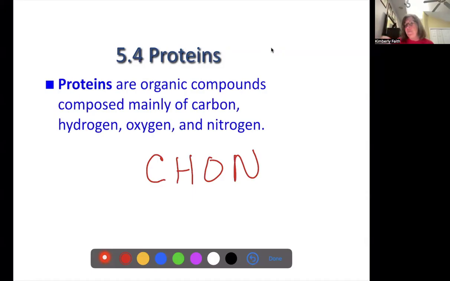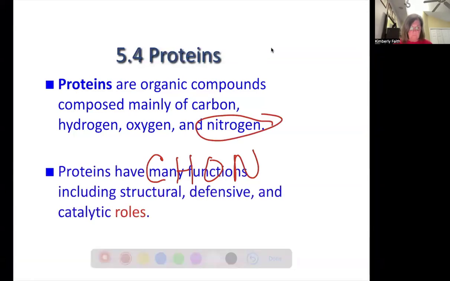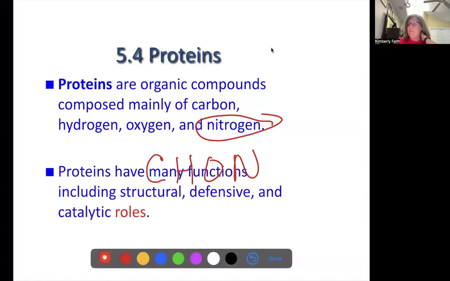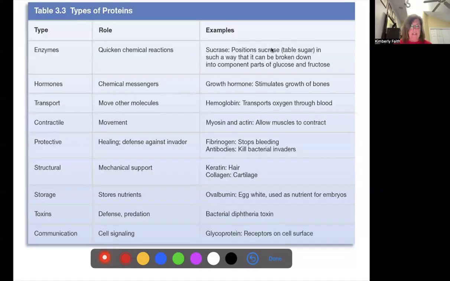We did one CHO, which was carbohydrates. We will get to the second CHO, which is lipids, but we're going to go in here and talk about proteins first. So proteins have nitrogen where carbs did not. They have many, many, many different structures and functions. And I have a whole table of them right here.